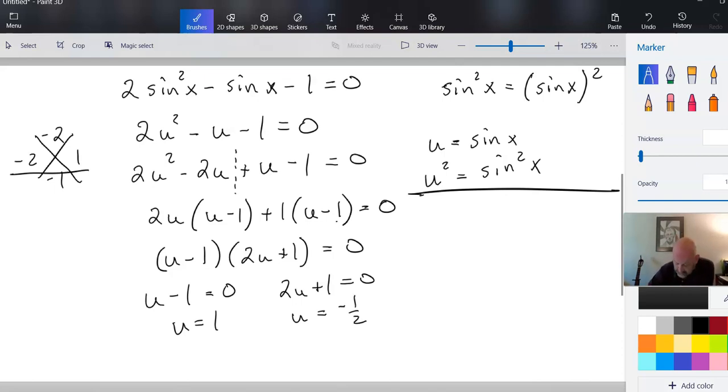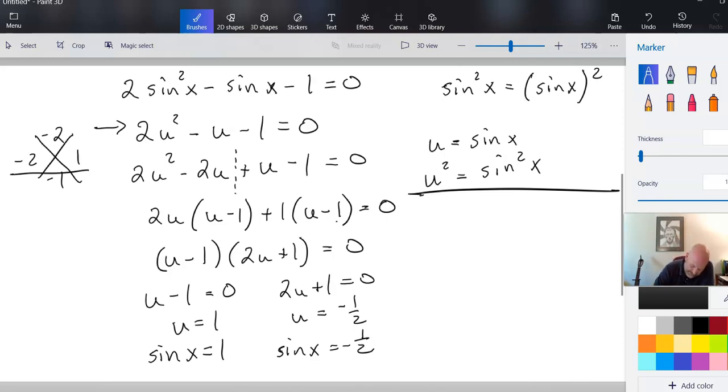Okay, so those two solutions, but they are not solutions to the trig equation. They are solutions to this quadratic. We need to remember that u is equal to sine x. So this is actually the equation sine x equals 1. And this one is the equation sine x is equal to negative 1/2. Okay, so really we just need to find the values of x that will give us those two things when we take the sine of those.